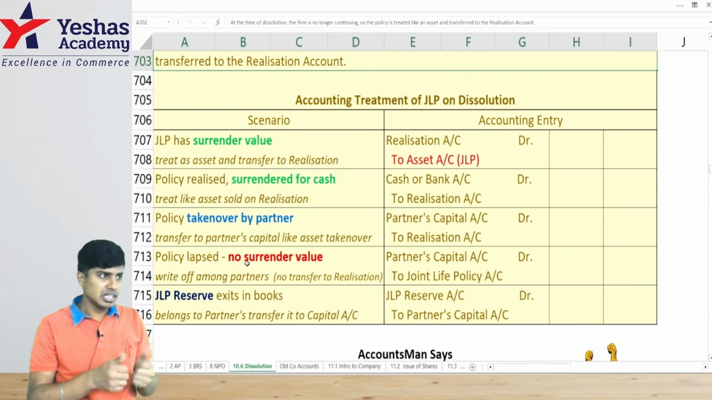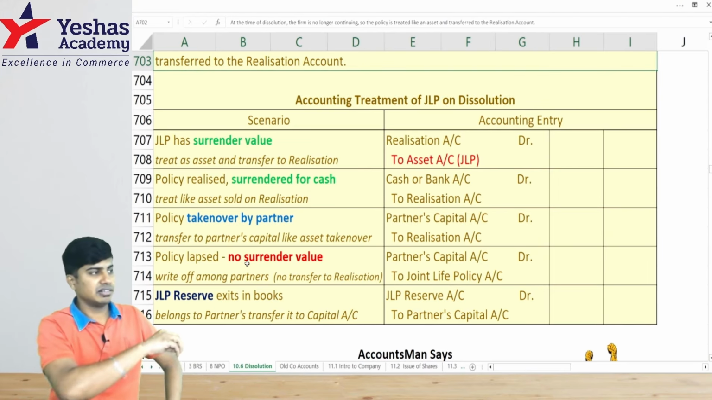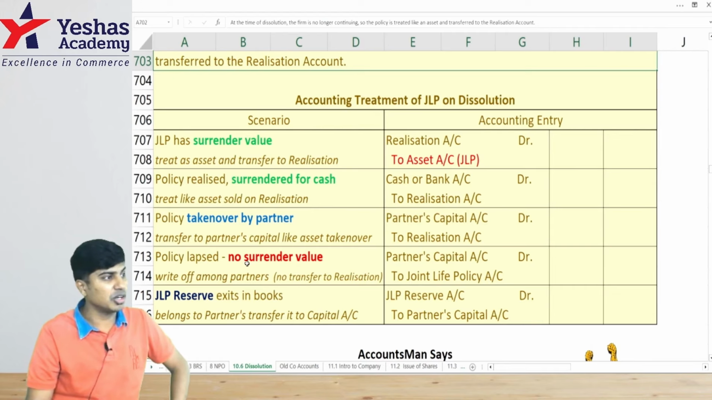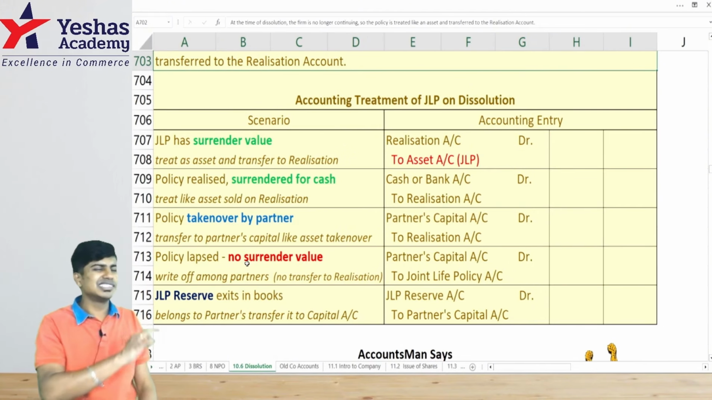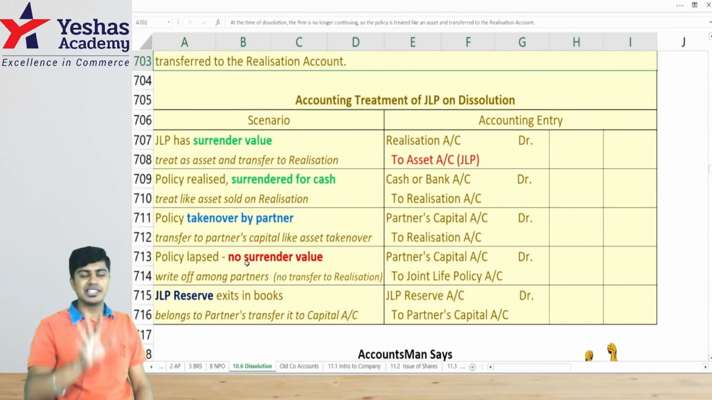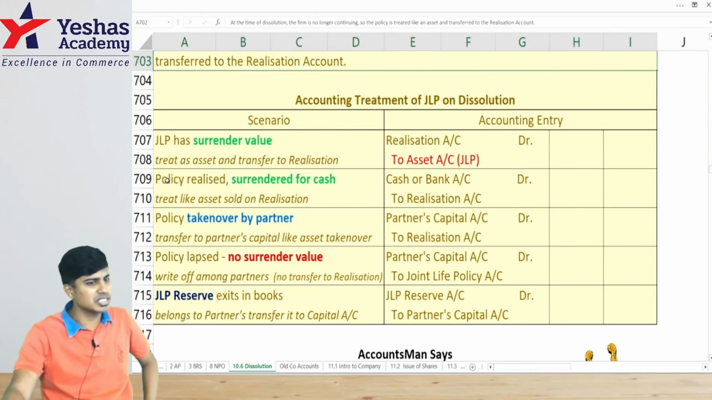Let's take the first case. Joint life policy premium paid is treated as an asset and it is shown in the balance sheet on the asset side. What to do in the process of dissolution? Simple. Treat it like just another asset. Any asset in the balance sheet, what do you do in dissolution? Transfer it to realization. Entry will be realization to asset. This also is the same.